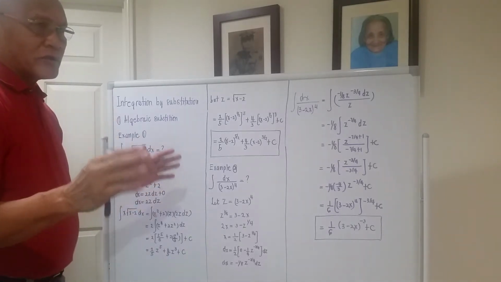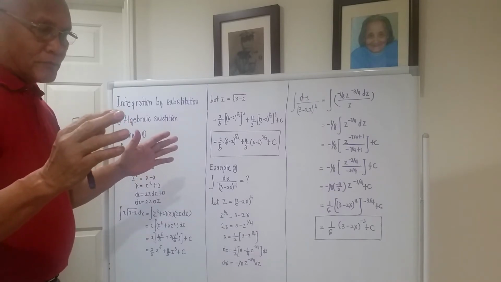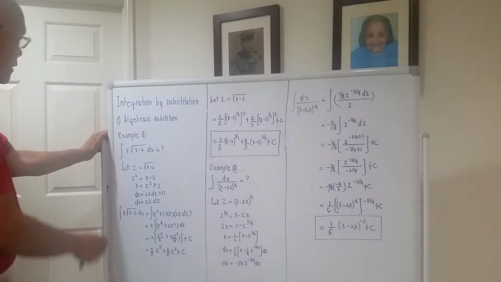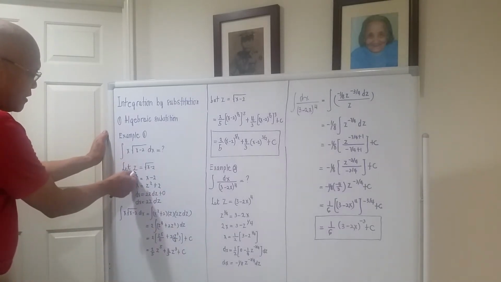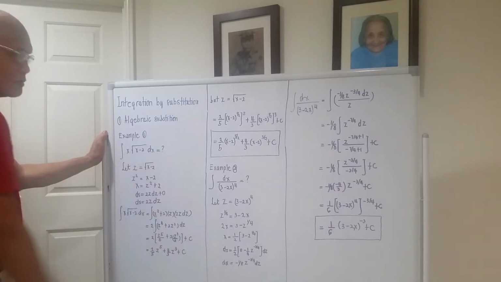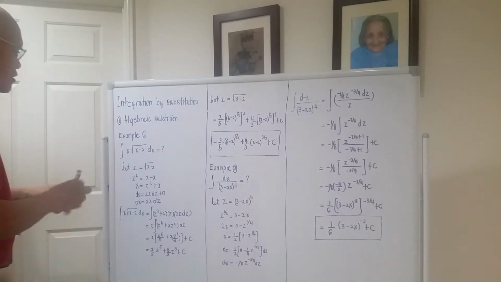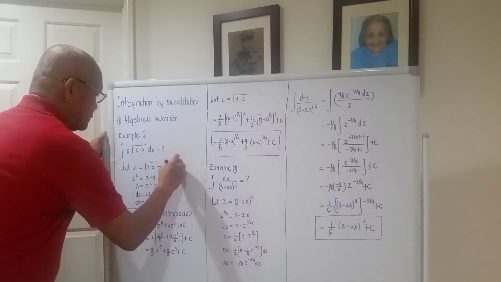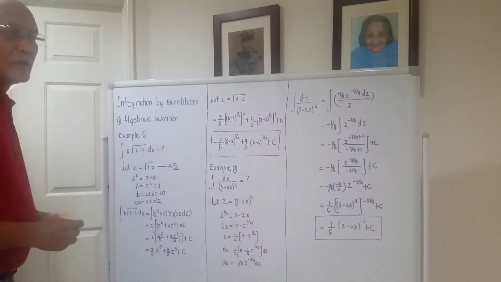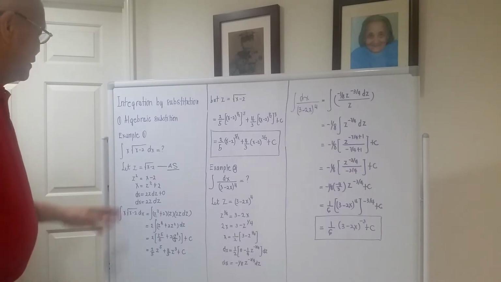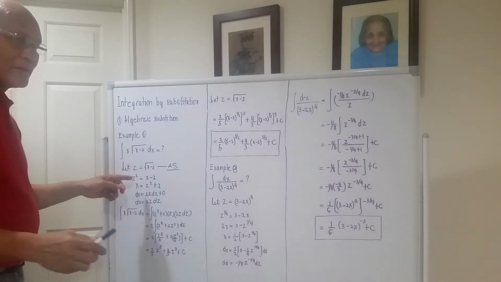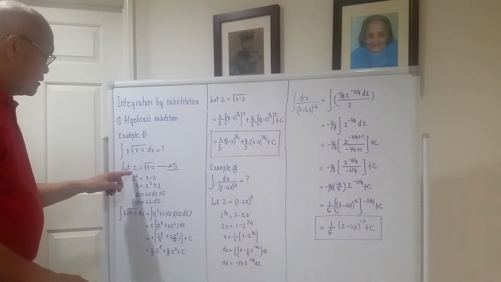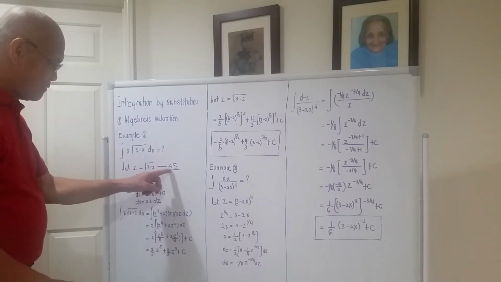We will introduce a new variable for the solution. Let's proceed with the solution. We let z equal the square root of x minus 2. This is the algebraic substitution. Why algebraic? It's not exponential, it's not trigonometric, it's not hyperbolic, it is simply z. So this is algebraic substitution.